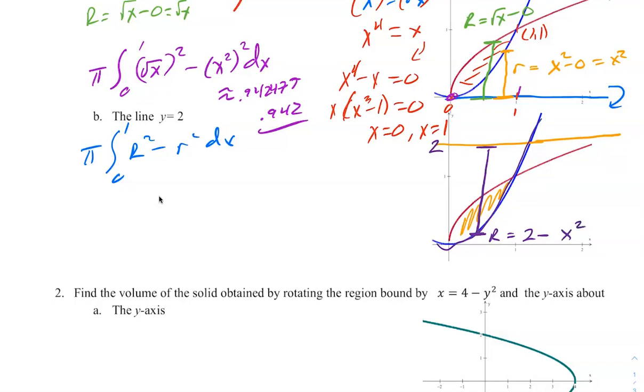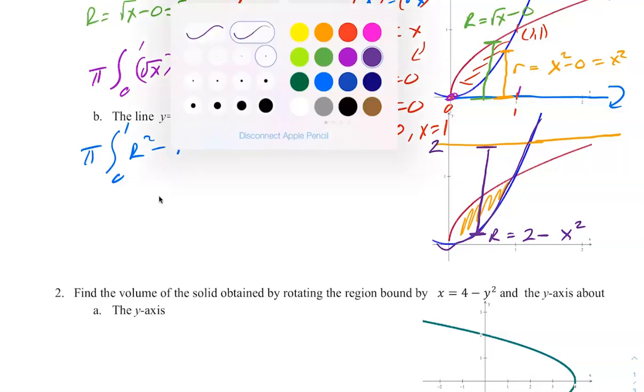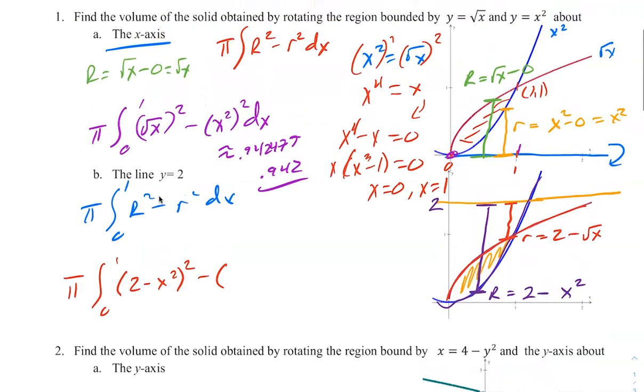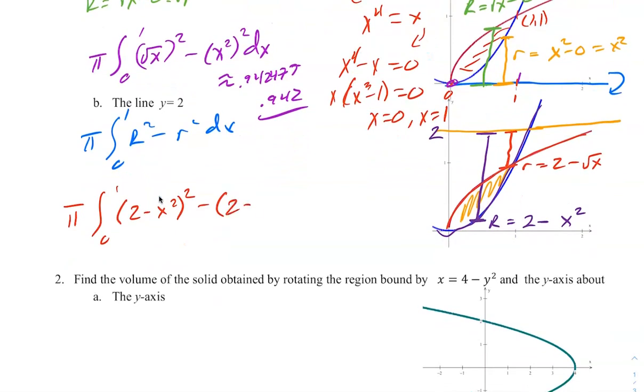So that's my big R. My little r goes from here to here. So my little r is going to be 2 minus the square root of x. So let's type it in. Pi, 0 to 1, big R, 2 minus x squared, minus little r, 2 minus square root of x, squared, dx.